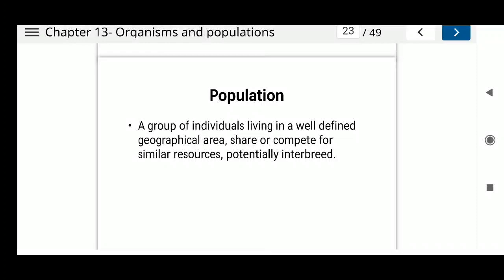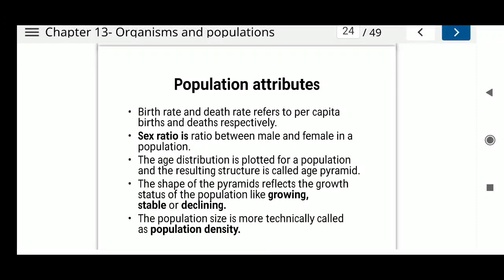And when many populations combine, then we call it community, like population of dog, other animals, humans, that is known as community. Now children, we will study about the population attributes.